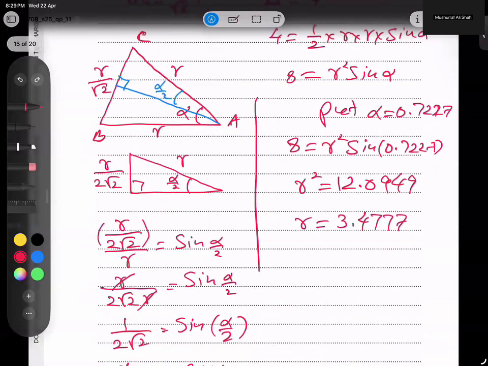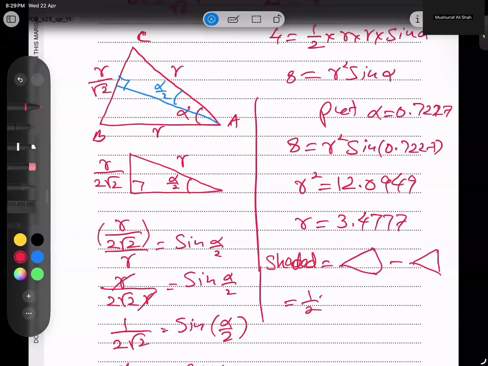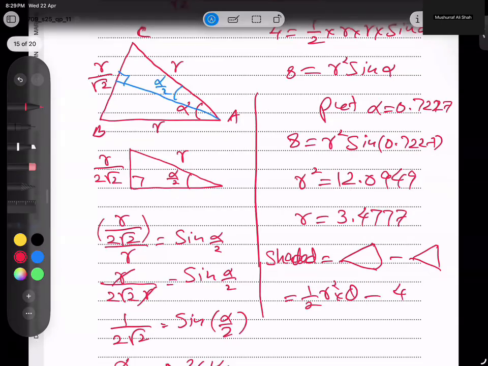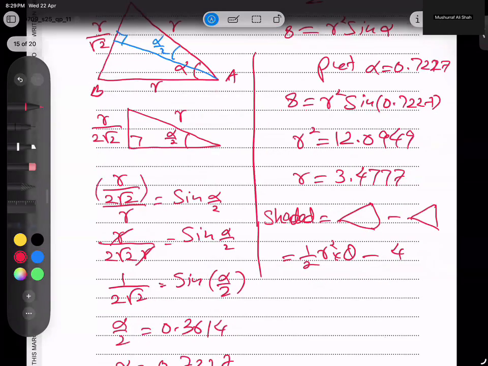So sector area. So what is the shaded area, students? Sector area minus triangle area. Triangle is a 4. But what is sector? Half r squared theta. But what is theta, student? Alpha. So what is here? 4. So r squared, I'm writing here now.